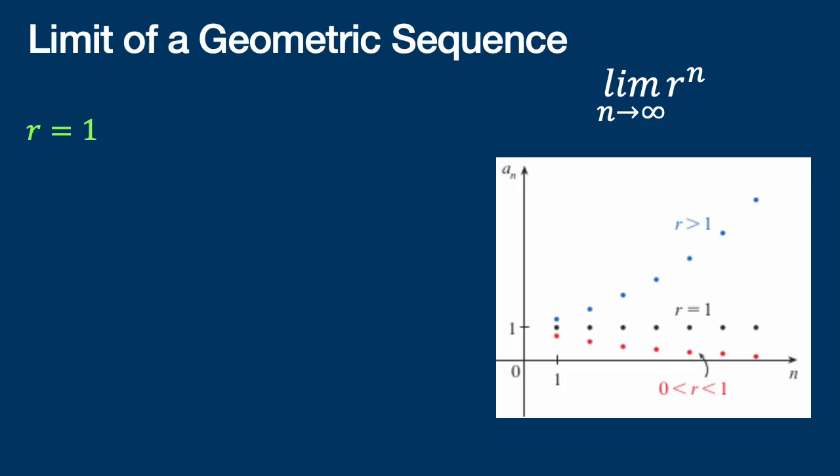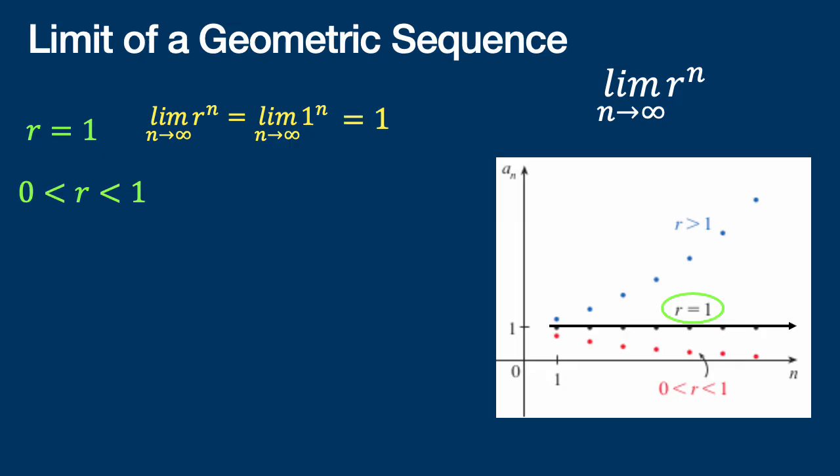Limit of the sequence. First, R is 1. You plug in the 1. R is 1, and 1 to the n is always 1. Guys, look at this: R is 1, and R to the n is always 1. That's constant, so the limit of this sequence is going to be 1.